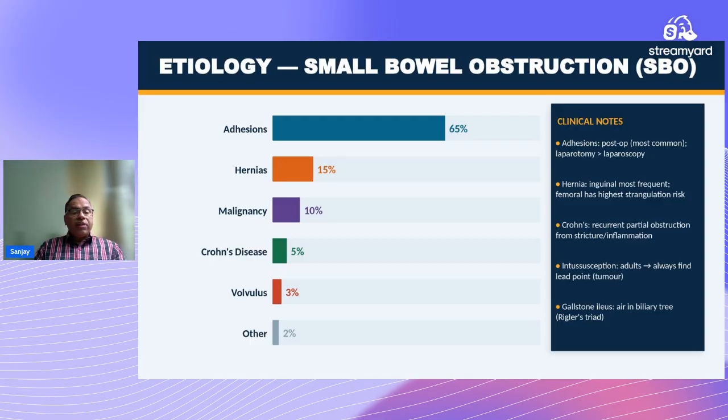Hernias, inguinal hernias specifically, and in children, congenital hernias are notorious for causing intestinal obstruction. Femoral hernia, because the content passes through a narrow femoral canal, has the highest strangulation risk. Crohn's disease, an inflammatory bowel disease, causes recurrent partial obstruction from recurrent inflammation and stricture formation.